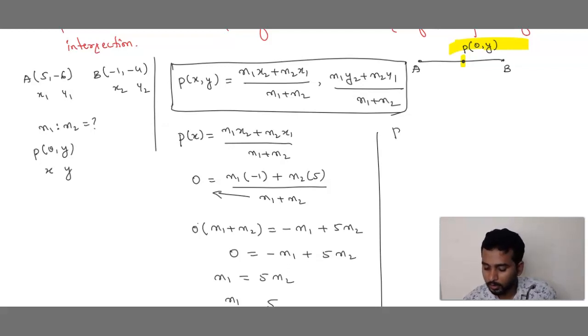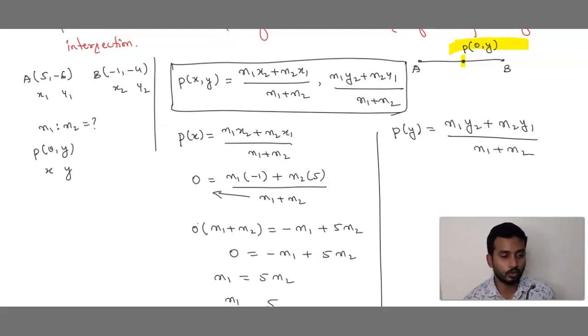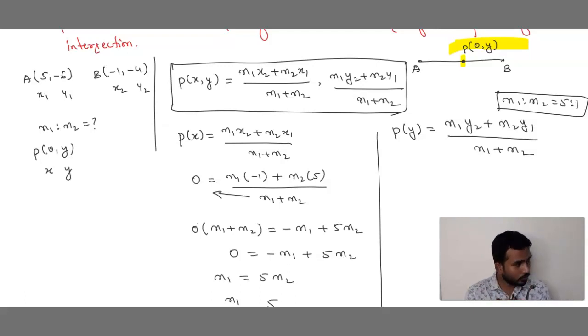Same way, P of y is equal to (m1 y2 + m2 y1) / (m1 + m2). In this, what do we have to do? One thing you should remember: here we have to take the m1 to m2 value. What is m1 to m2? 5 is to 1, we got, right? That value we have to use here. We have to use m1 is to m2 as 5 is to 1. Remember. The m1 and m2 values we got, substitute them here to find the value of y.